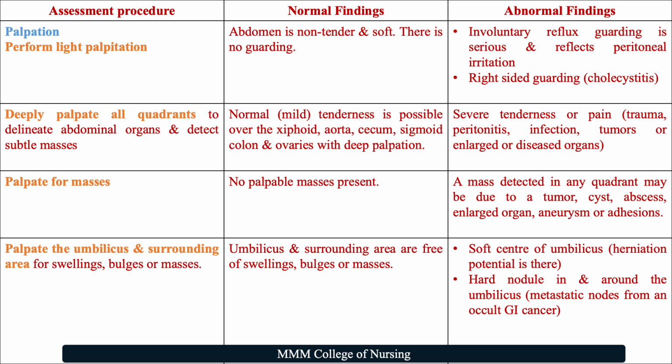Normal findings show the umbilicus and surrounding area free of swellings, bulges, or masses. Abnormal findings show a soft center of the umbilicus, suggesting herniation potential, and a hard nodule in and around the umbilicus is suggestive of metastatic nodes from an occult GI cancer.